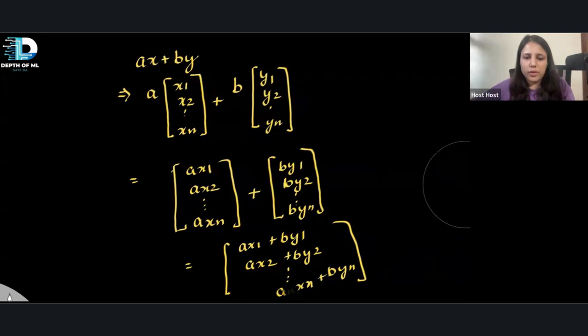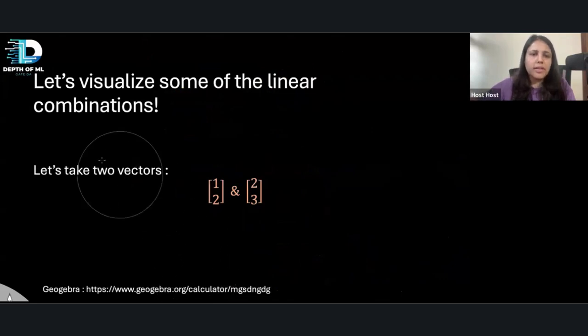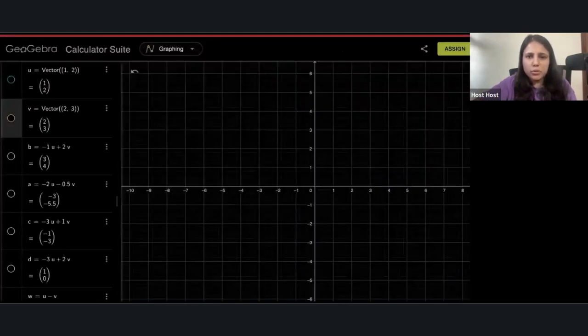Yeah, that's A of xn and B of yn. Right. Fine. So now we have understood what is a linear combination of vectors. So let's visualize them also: what happens when I add two vectors or take a linear combination of these two vectors. For this, I'll switch to GeoGebra and the link will be given to you.